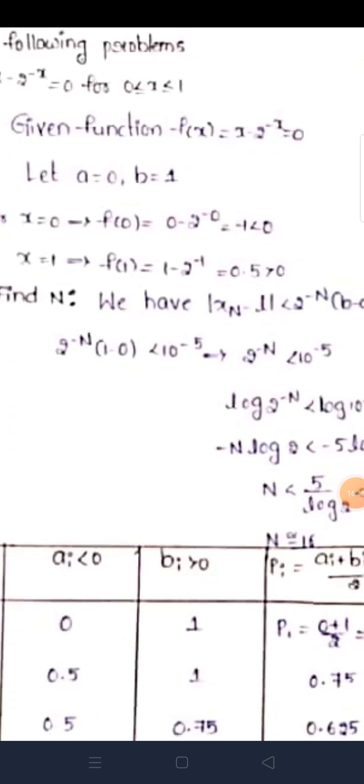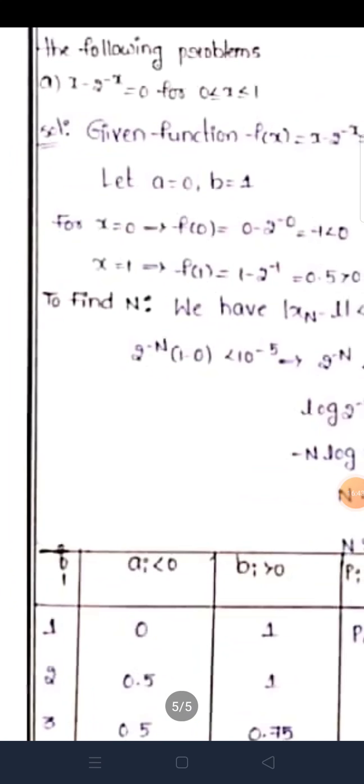This is equal to minus 1, less than 0. 2 power minus 0 is 2 power 0, and 2 power 0 equals 1. Minus 1 less than 0. For x equals 1, f of 1 is equal to 1 minus 2 power minus 1, which is equal to 0.5, greater than 0.